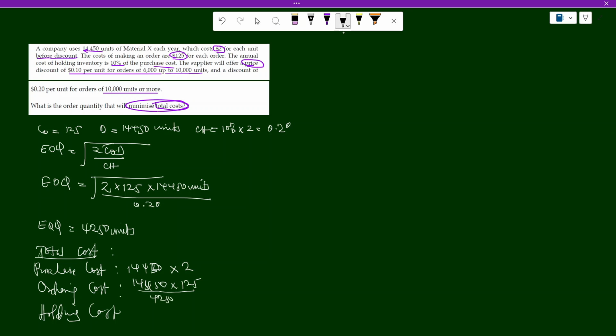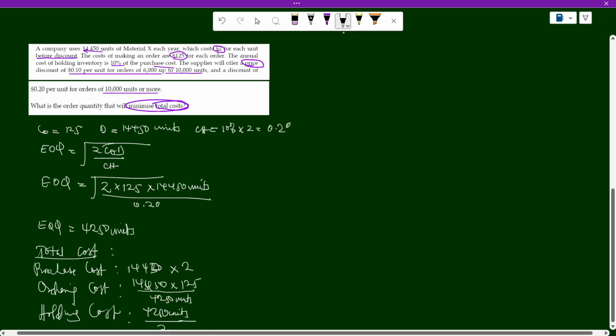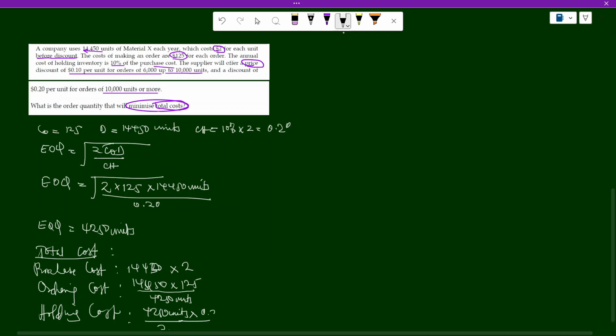4250 units. Then your holding cost is your economic order quantity divided by 2. So 4250 units divided by 2 multiplied by 0.20.